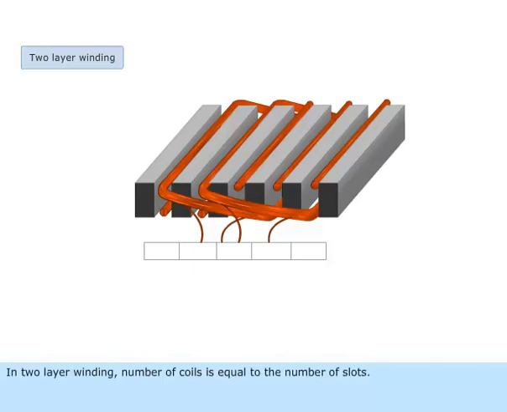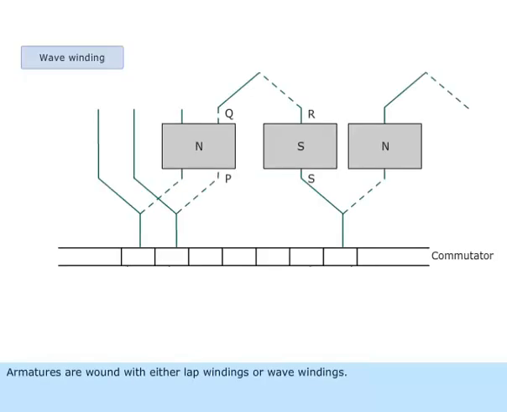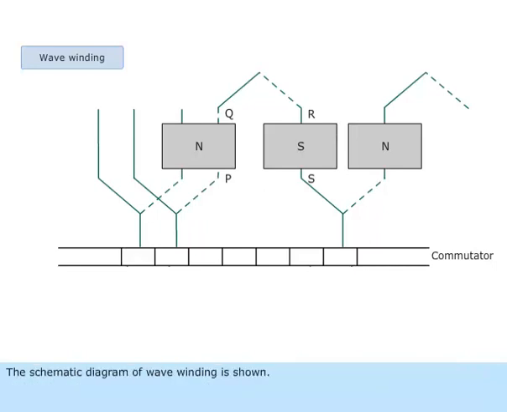Wave winding. Armatures are wound with either lap windings or wave windings. The difference between these two windings is due to the difference in arrangement of end connections at the front end of armature. The schematic diagram of wave winding is shown.